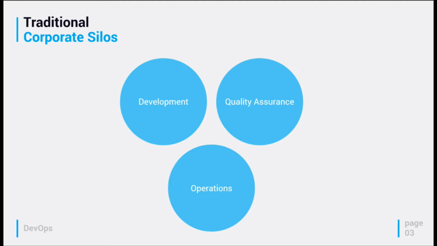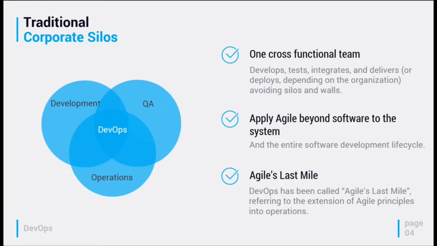Traditionally, corporations have used a silo approach where development is walled off, a separate silo from operations and quality assurance. Operations handles everything that happens after the software is created. Of course, development creates the software, and in the traditional waterfall configuration, quality assurance checks the software. The goal of DevOps is to combine these three silos into one cross-functional team that develops, tests, integrates, and delivers.